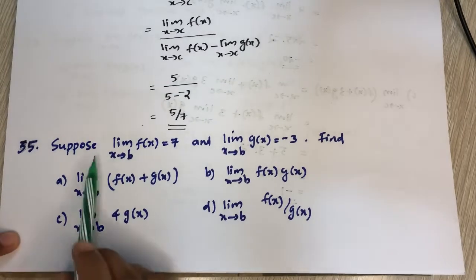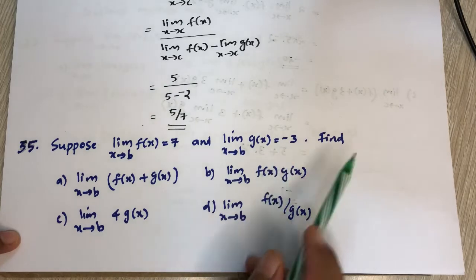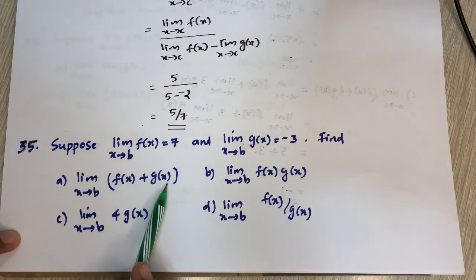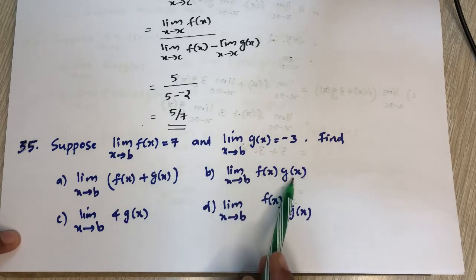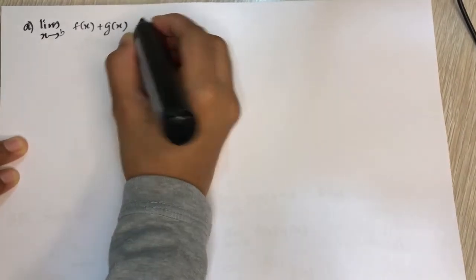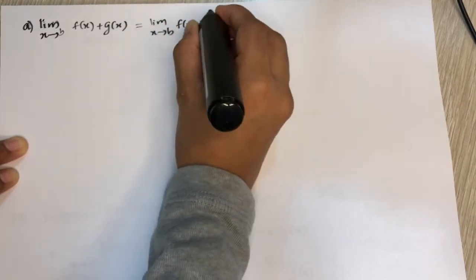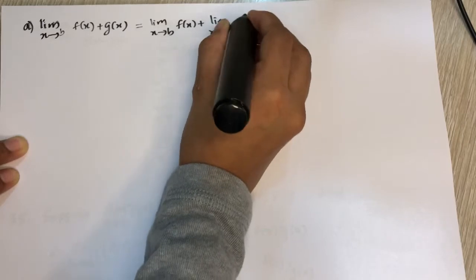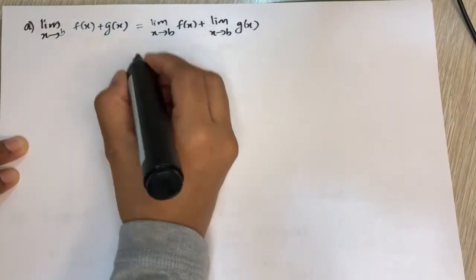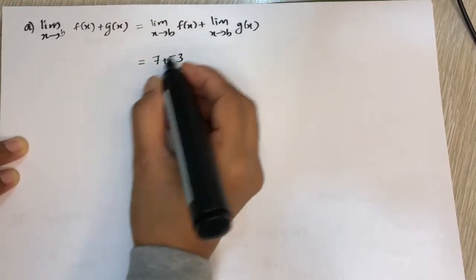Next question. Suppose limit x tends to b f of x is equal to 7 and limit x tends to b g of x is equal to minus 3. Find A, limit x tends to b f of x plus g of x, B, limit x tends to b f of x into g of x, C, limit x tends to b 4 into g of x, D, limit x tends to b f of x by g of x. A, limit x tends to b f of x plus g of x, sum rule: limit x tends to b f of x plus limit x tends to b g of x. Limit x tends to b f of x is given 7 and limit x tends to b g of x is equal to minus 3. Therefore 7 plus minus 3 equal to 4.